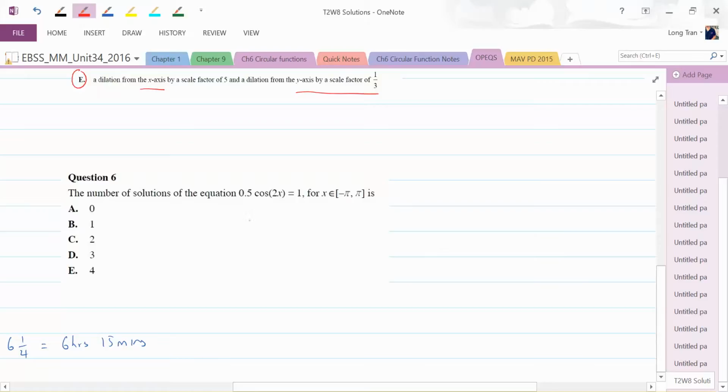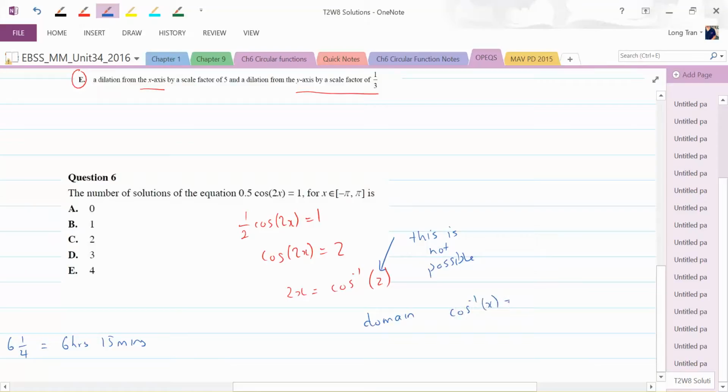I guess if we look at this, this is like saying half cos 2x equals 1, and then cos of 2x equals 2, and then 2x equals cos inverse of 2, which at this point you should realize that this is not possible. Not possible to solve because the domain of cos inverse is equivalent to the range of cos of x, and we know the range of cos of x is from -1 to 1, so it's impossible to have 2. So this would have no solutions.